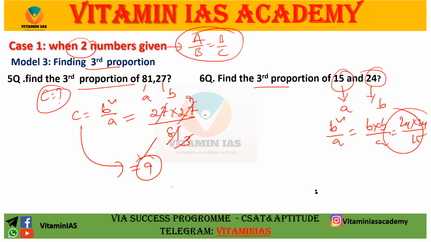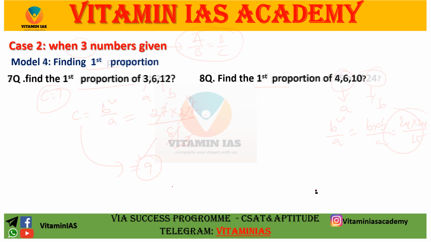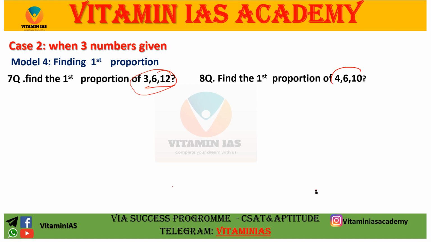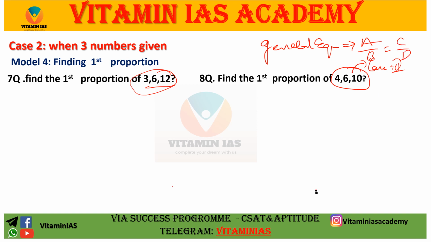And the next model is the case number 2. We already discussed the mean and third proportion of case number 1. Whenever three values are given, you have to go with case number 2, nothing but you have to use the general equation. What is the general equation here? A by B is equal to C by D, nothing but AD is equal to BC.